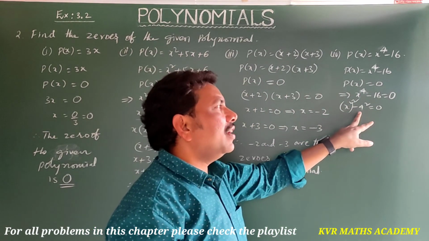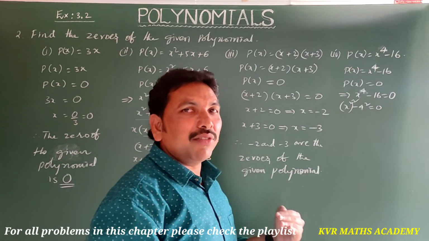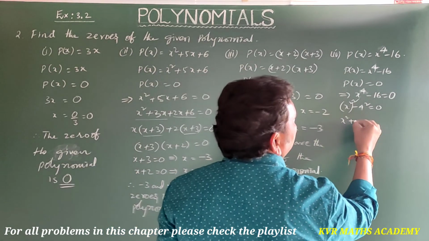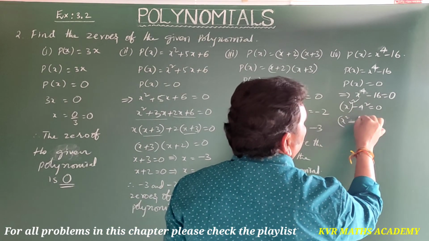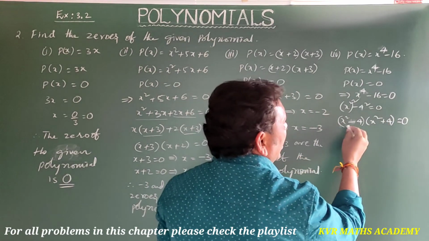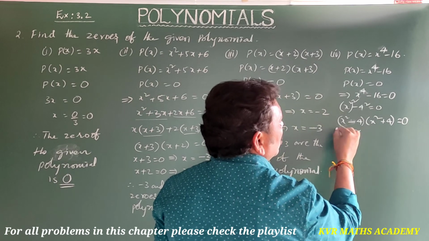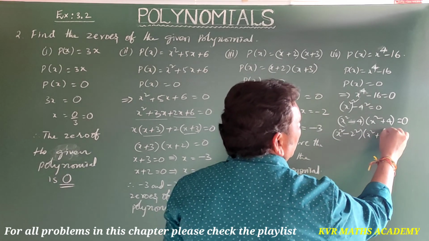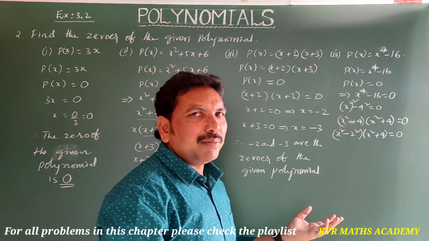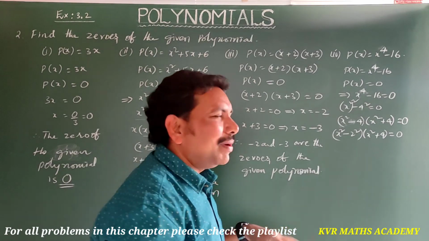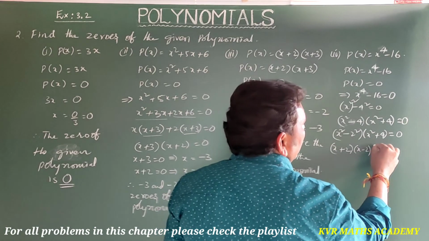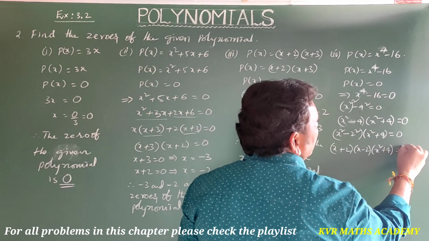Now it is in the form of a square minus b square, that is a plus b into a minus b. So x square minus 4 into x square plus 4 is equal to 0, right? Again, it can also be written as x square minus 2 square into x square plus 4 is equal to 0. Here again it is in the form of a square minus b square, that is a plus b into a minus b. So that is x plus 2 into x minus 2 into x square plus 4 is equal to 0.